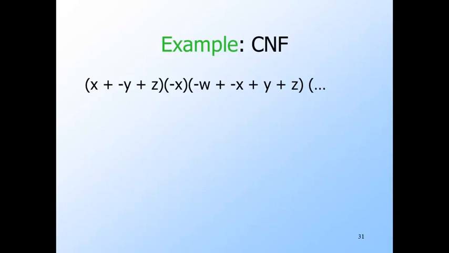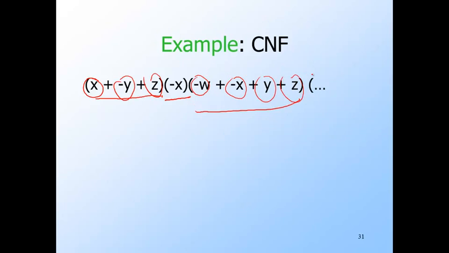Here's an example of a CNF expression. The first clause is x OR not y OR z. That is, x, not y, and z are each literals. The second clause is just not x. That's okay. A clause can be the OR of only one literal. The third is the OR of four literals, which are not w, not x, y, and z.